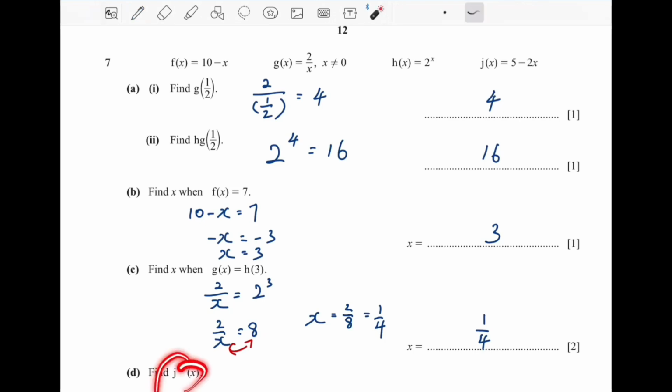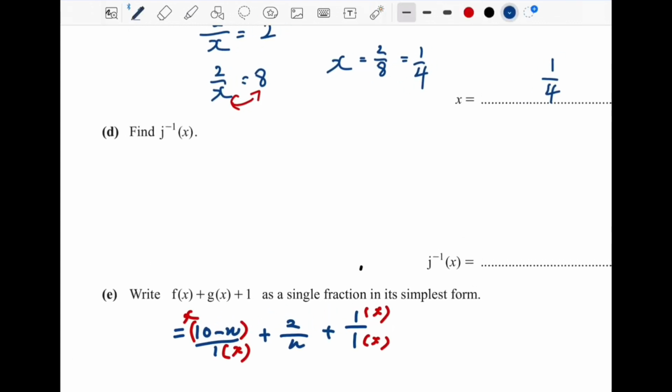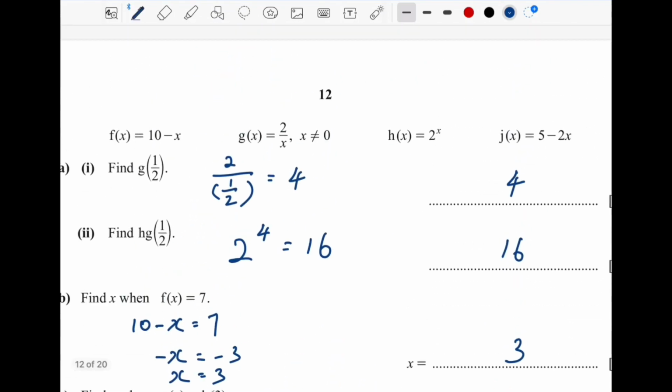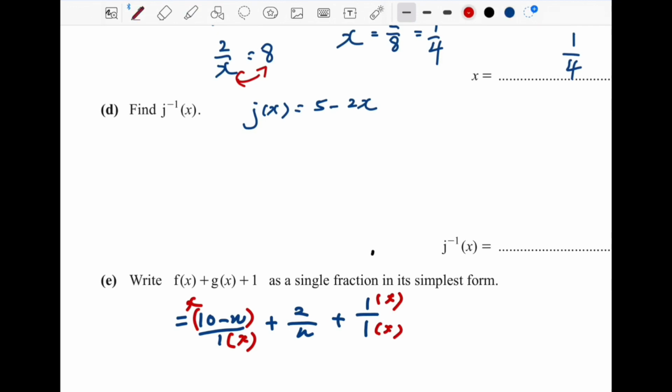Okay, find the inverse for j(x). 5 minus 2x. Okay. So I put it down here. j(x) is 5 minus 2x. Now try to find the inverse function. There are steps, but if you know how to do it, you don't have to follow the steps. First you can let this be y. y equals 5 minus 2x, and you let x be the subject.